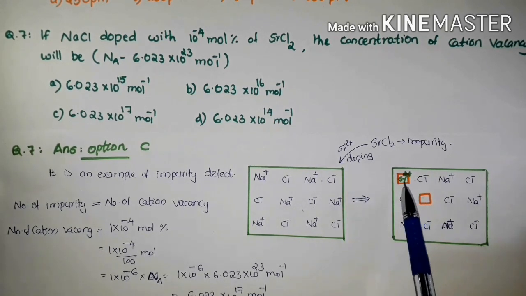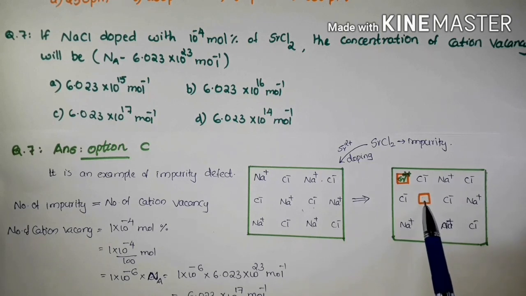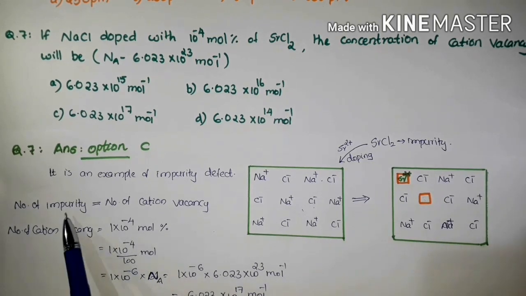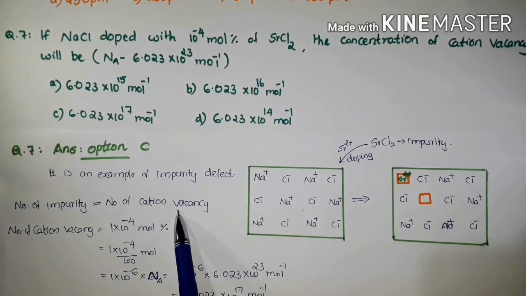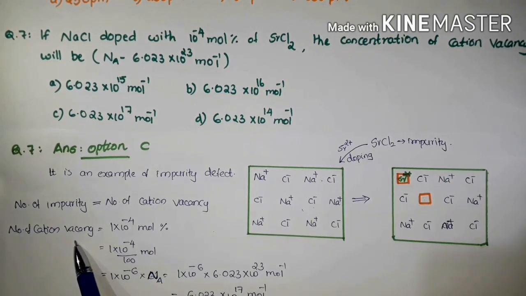But one Sr2+ enters into this crystal. So while adding one Sr2+, one cation vacancy is created. Therefore, the number of impurity and the number of cation vacancy is the same for impurity defect. Therefore, the total number of cation vacancy is equal to the number of impurity.